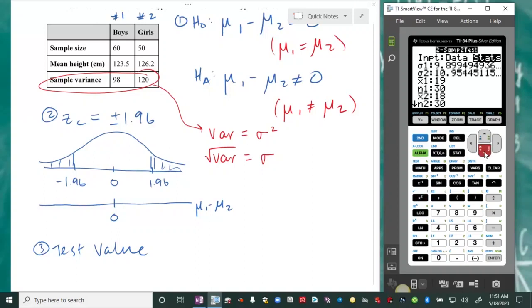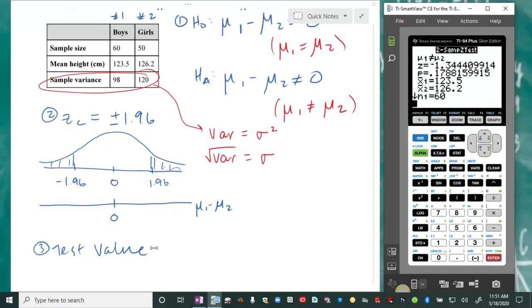And then I'm ready for my sample means. So that's going to be 123.5. And that sample size, this is for the boys, is 60. X bar 2 is 126.2. And that sample size is 50. We are doing the not equals for the alternative hypothesis, and I go ahead and hit calculate.